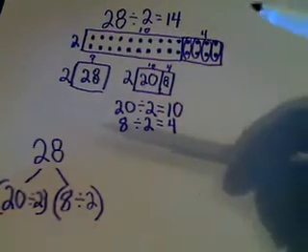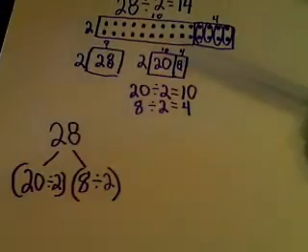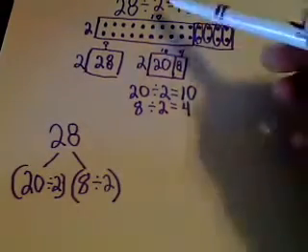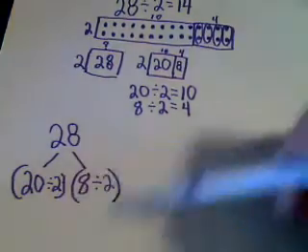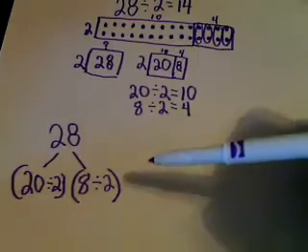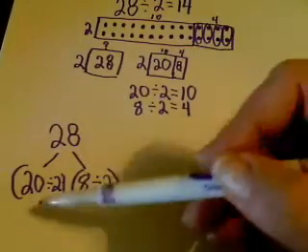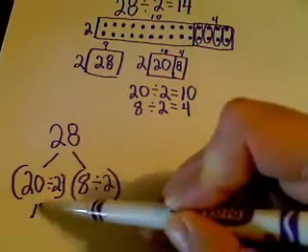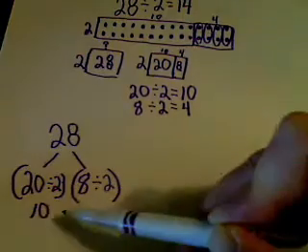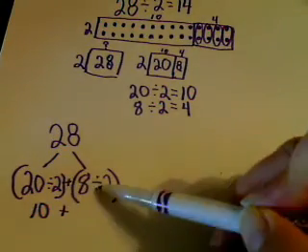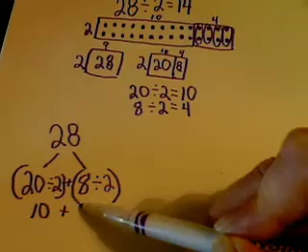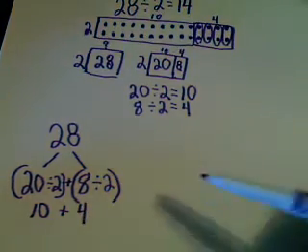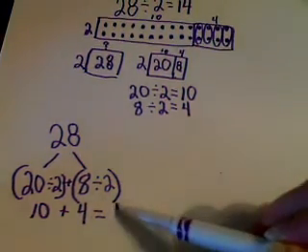Okay, so what we have here is the number representation of everything we've been doing, but now we're just doing it with digits. And all we have to do then is solve that. 20 divided by 2 is 10, and 8 divided by 2 is 4, so we get 14.